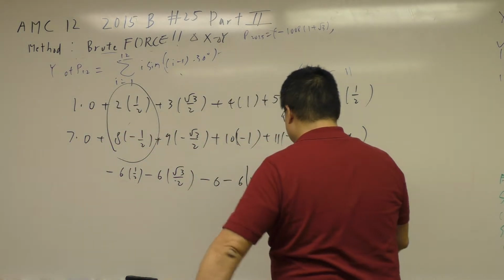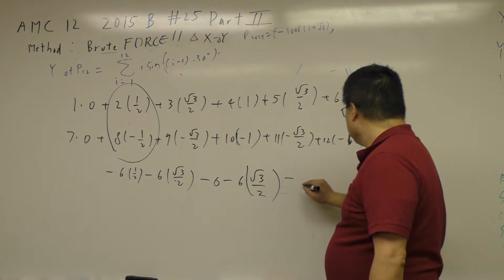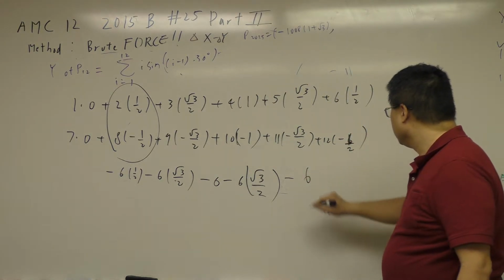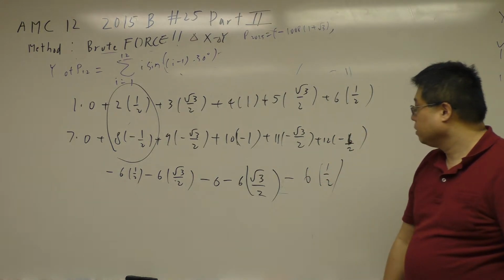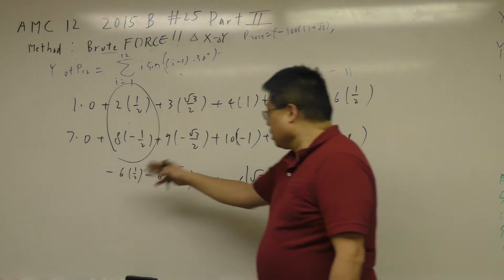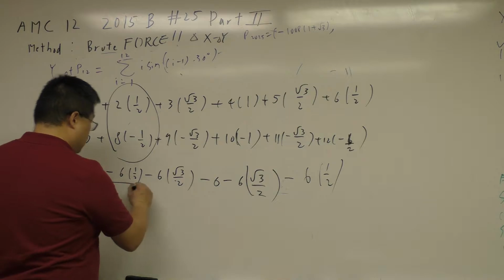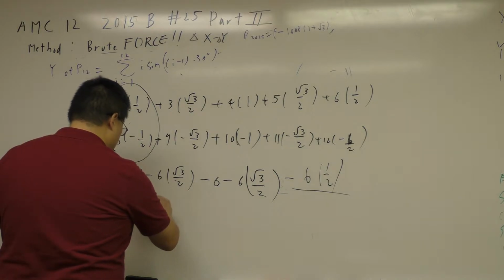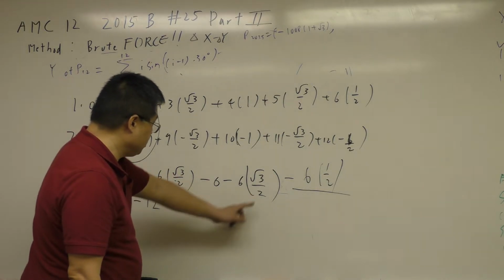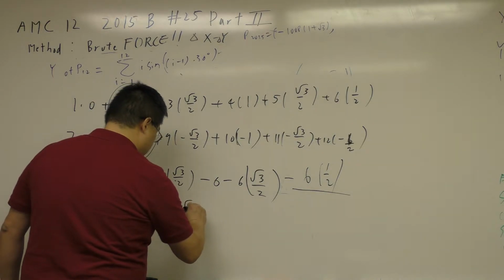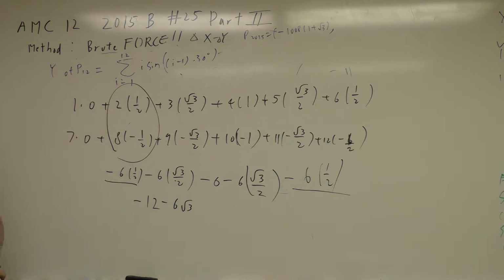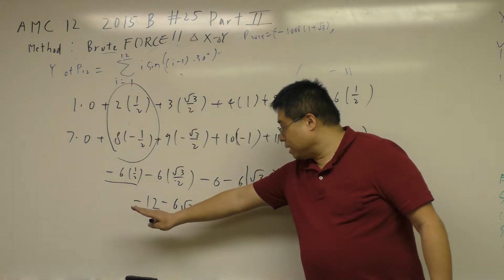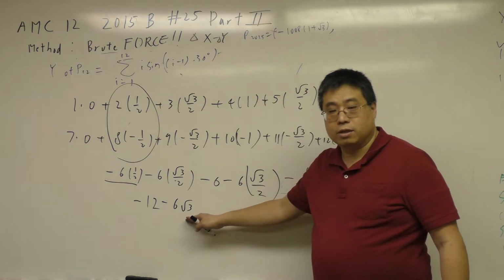And then finally over here, minus, what did I do? Yeah, that's 1/2. Minus 6 times 1/2. Gather like terms, we have this and this gives us another minus 6. So put together we have minus 12 here, and then if we put these together, we have minus 6 times square root 3. So every 12 changes will give us minus 12 minus 6 square root 3.